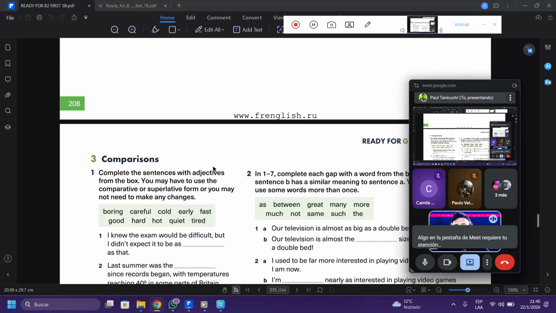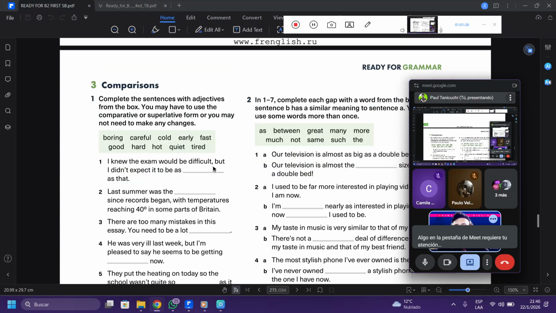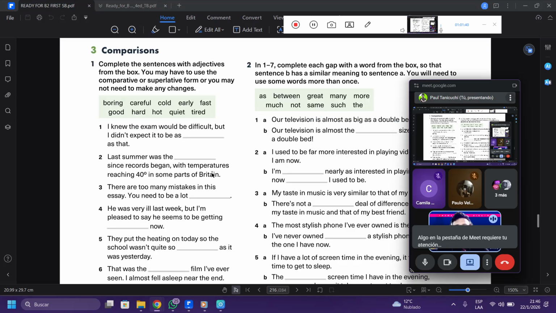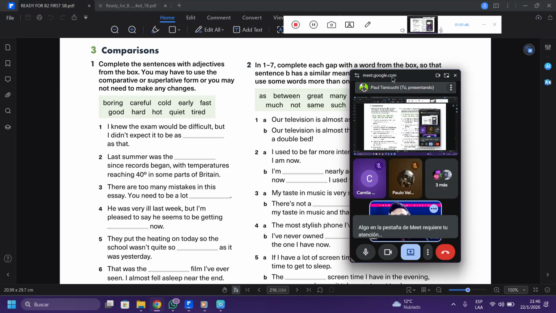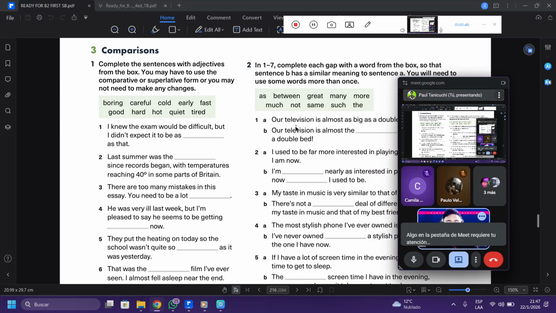On the next page, number 209, we have this exercise regarding comparisons. So you have to work on this. Exercise number 1. We have to complete a sentence with adjectives from the box, and it is possible that we have to use the comparative or the superlative, and it is possible as well that we don't have to make any changes in certain sentences. So number 1. I knew that exam would be difficult, but I didn't expect it to be as that. What do you think is the proper adjective here?